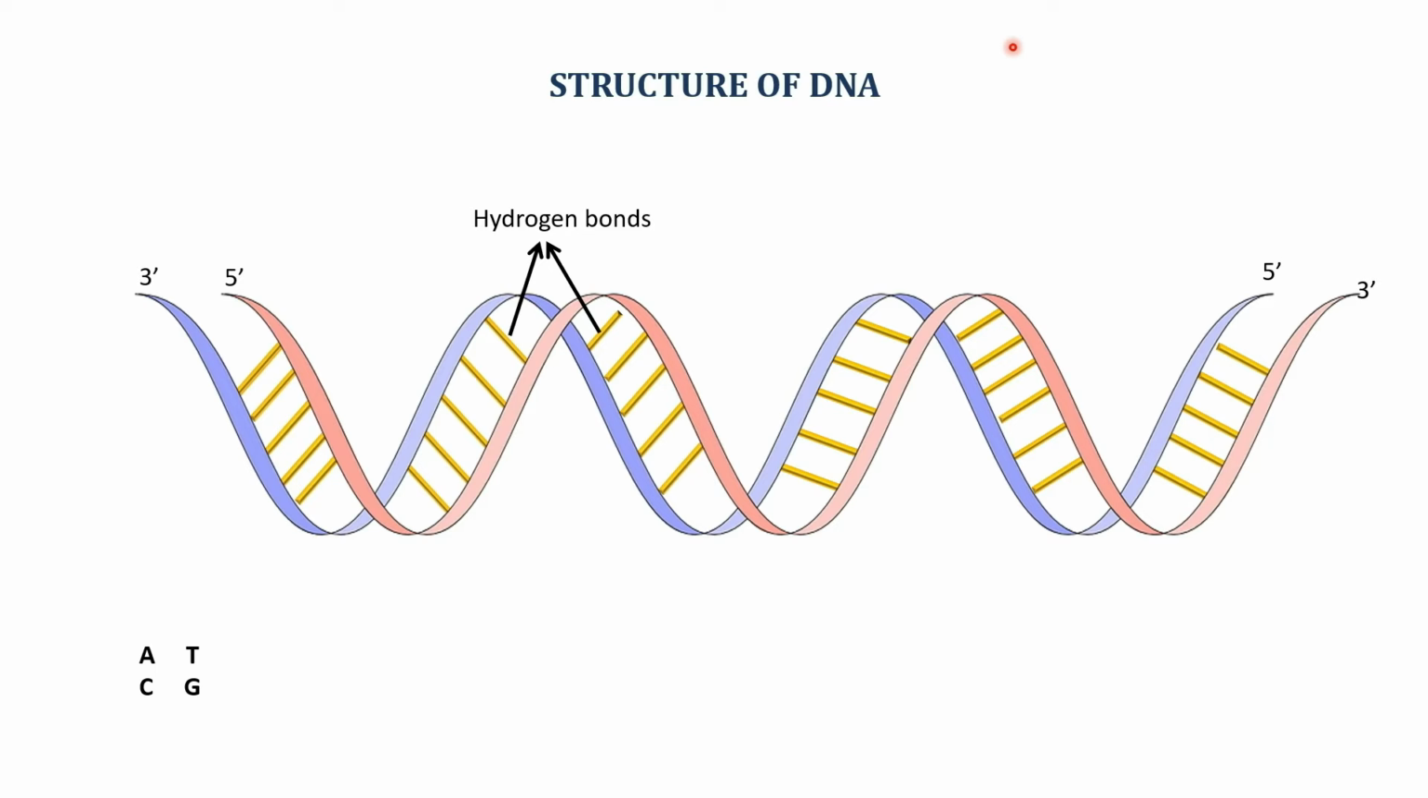By the term complementary base pairing we mean that adenine will always base pair with thymine and cytosine will always base pair with guanine. Now look at this sequence of nucleotides, which is AGCTTCA. On the basis of complementary base pairing we can easily tell the sequence of the other strand of the DNA molecule. This complementary base pairing is really important for DNA replication to take place accurately.